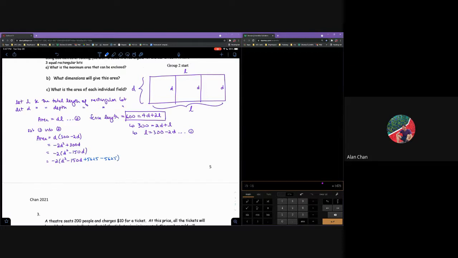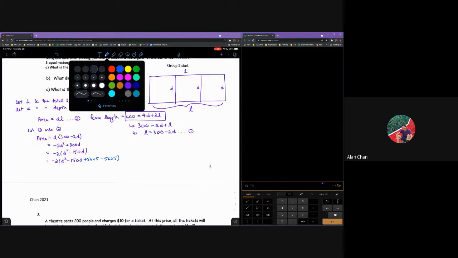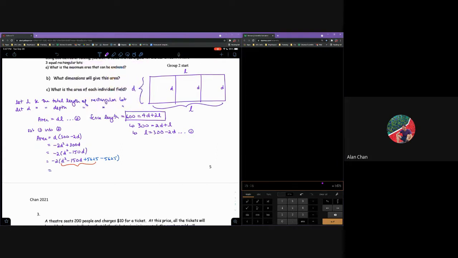Okay, so now what? Well, now we know that these first 3 terms turn into a perfect square. And yeah, it's not that obvious, but it's d minus 75 squared. And then, of course, we have to remove this from the minus 2, so we're going to add minus times minus. What's 5625 times 2? Can I just write times 2? No, but I can write the answer: 11250.